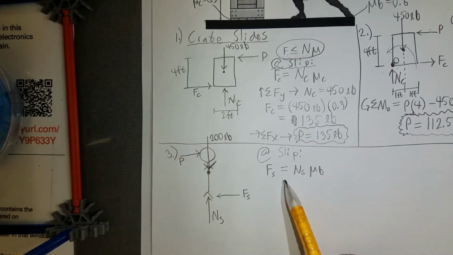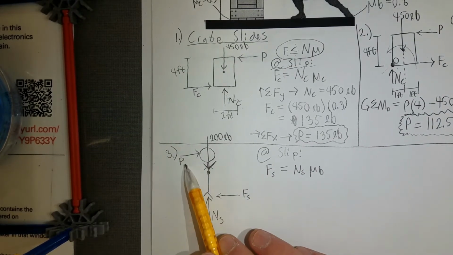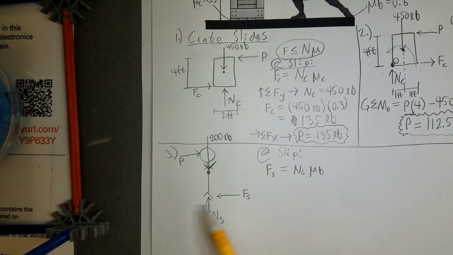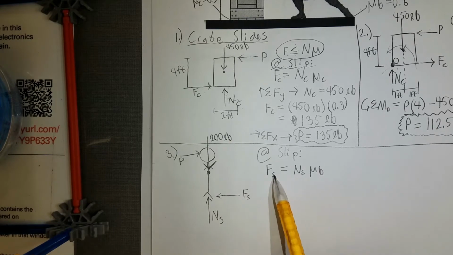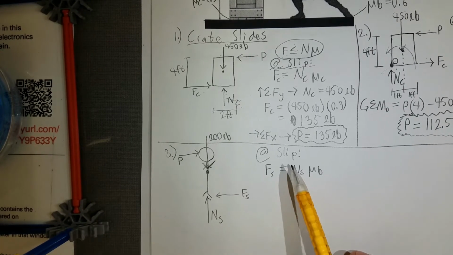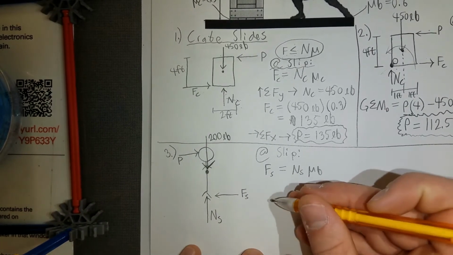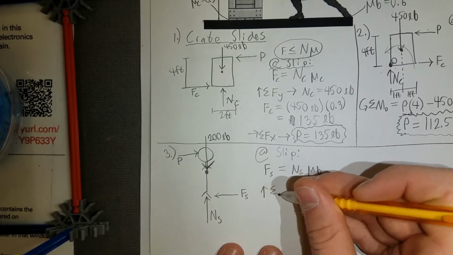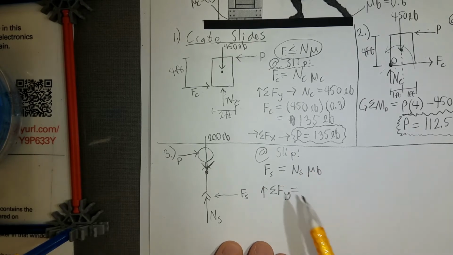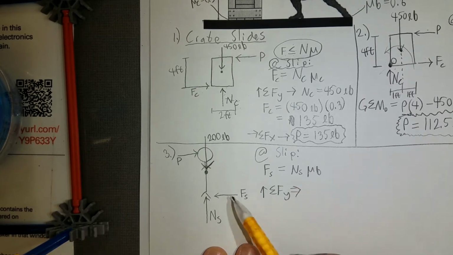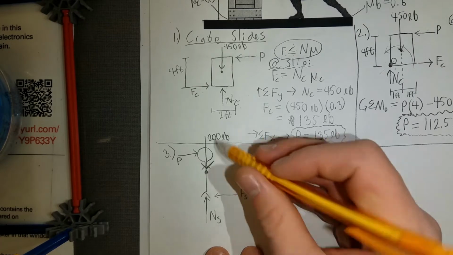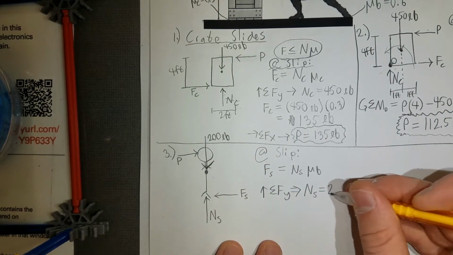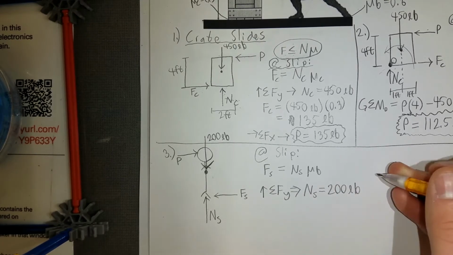And so again, this is saying that ultimately, up until the point where P gets too high that the friction can no longer hold it back, friction is going to be equal to this. This is the maximum that friction is going to be. And so we need to solve for, again, NS. We're going to sum the forces in the Y. Summing the forces in the Y, there's only two forces here. We've got the 200 pounds going down and NS going up. So NS is going to be equal to 200 pounds.